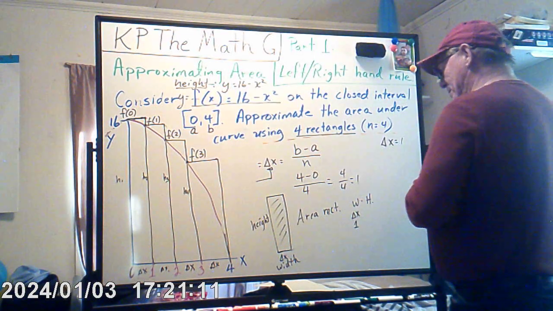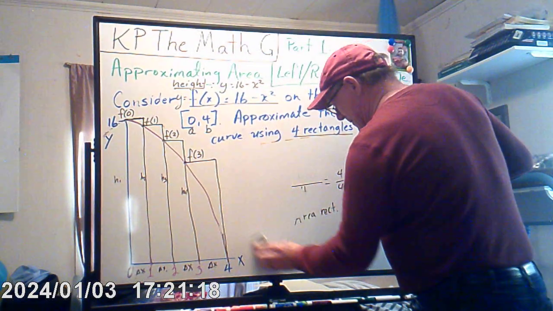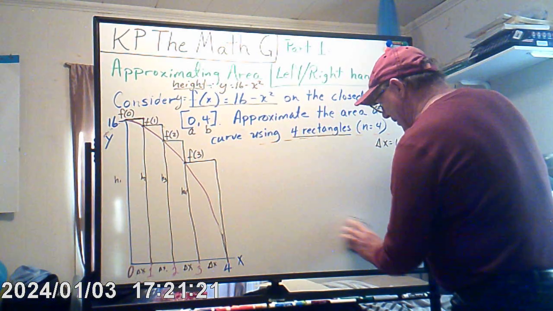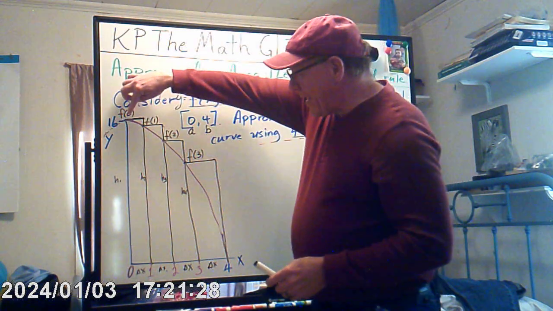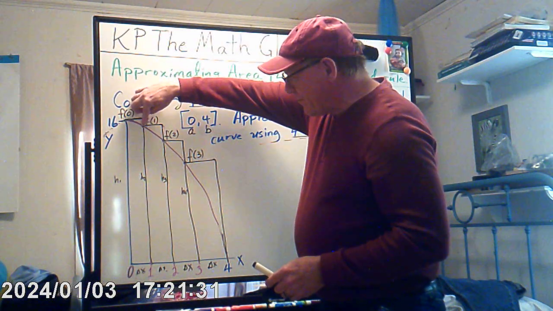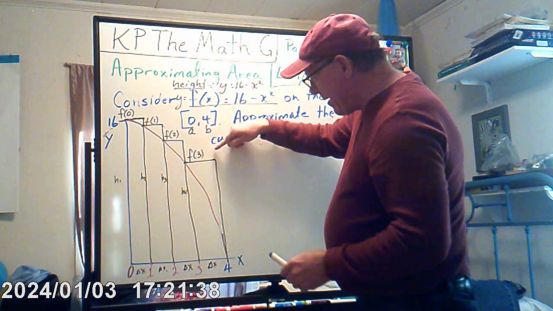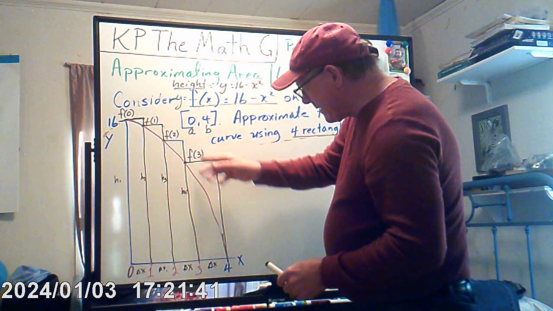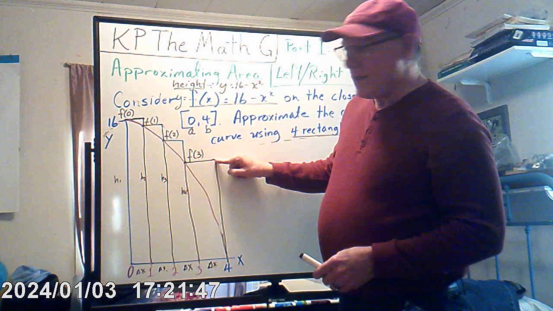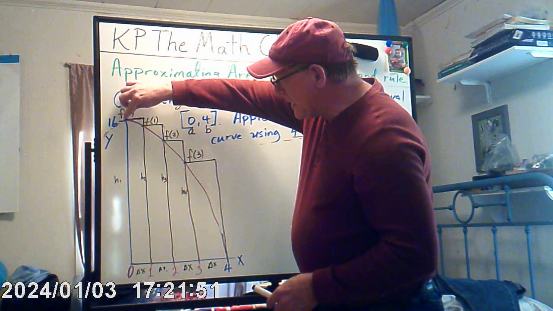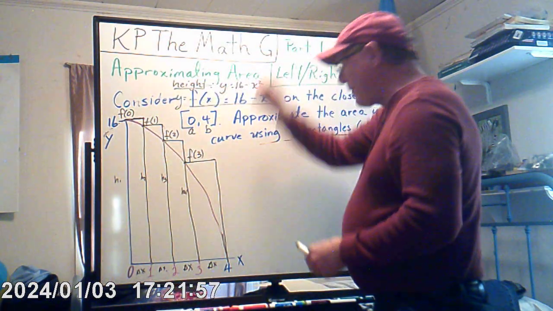Let me erase all of this because we need all the space we can get. Now, that is called the left-hand rule. Can anybody see why that's left? Because we started at 0 and went from 0 to 1, from 1 to 2, from 2 to 3, from 3 to 4. We don't have a point here because it's not resting on this curve, is it? So we can't have an F4. We can only take points that are on the curve, and we chose the leftmost side because we're looking at the left-hand rule.